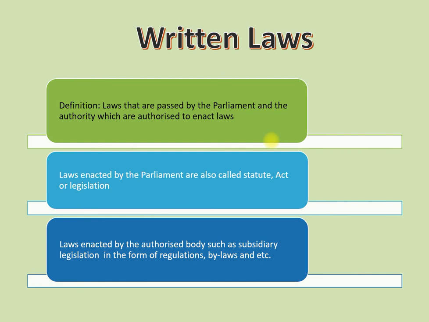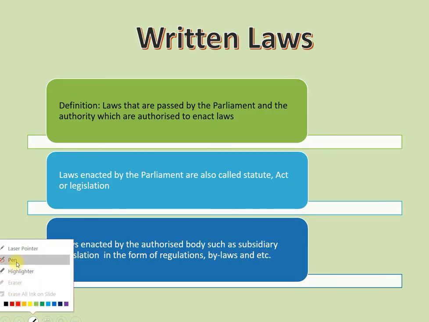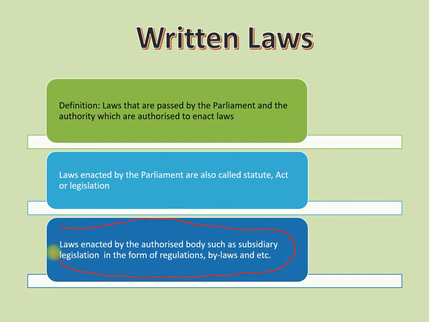Apart from statute, legislation and act, we also have another kind of law which is enacted by another body, which we call delegated laws. This is also a kind of written law, for example subsidiary legislation in the form of regulations, bylaws, and so on. We will discuss this in the last type of written laws, which is subsidiary legislation.